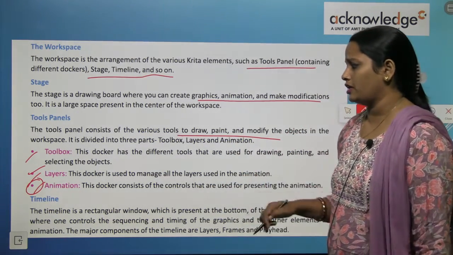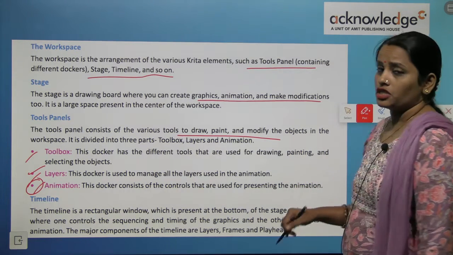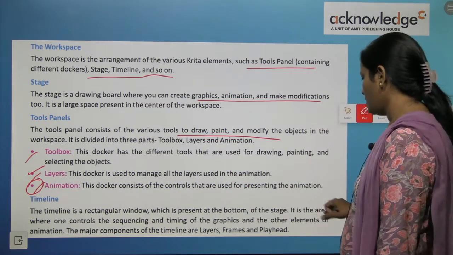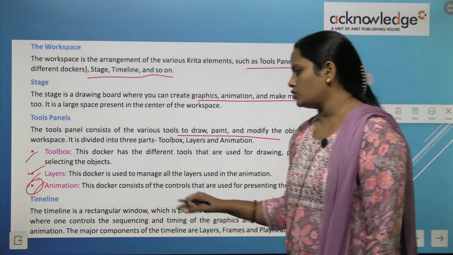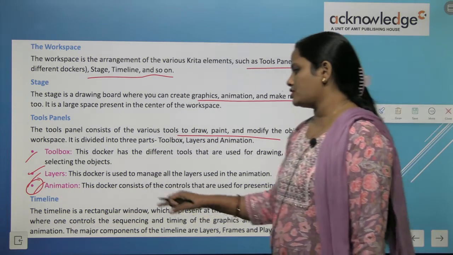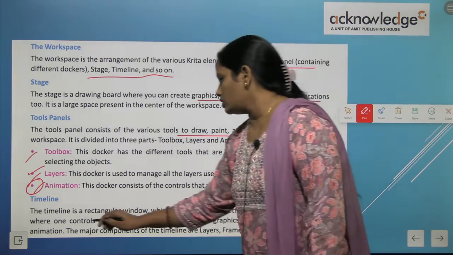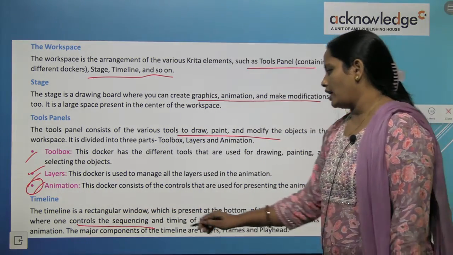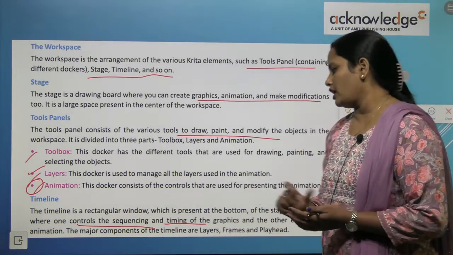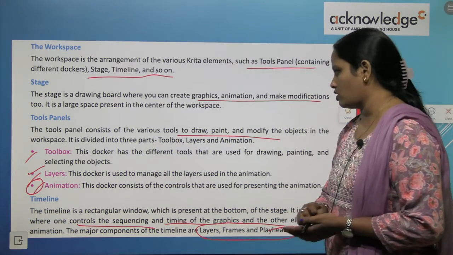Next is timeline. The timeline is a rectangular window which is present at the bottom of the stage. So below the stage there is a rectangular window, that is called timeline. It is the area where one controls the sequencing and timing of the graphics and other elements of animation. So what things can be done from the timeline here? We can control the sequence and timing of the graphics from here. The major components of timeline are layers, frames and playheads. So these are the major components of timeline.